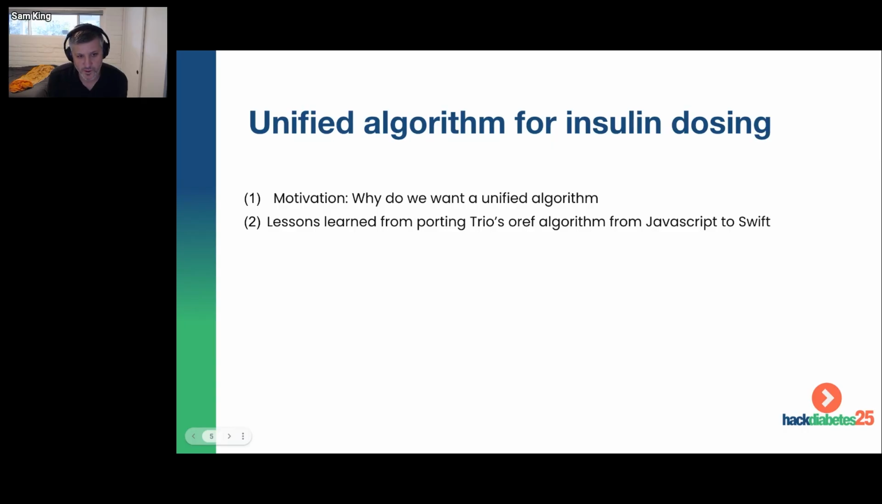And the first step towards this is really nailing algorithms for insulin dosing. So today I'm going to talk about unified algorithms for insulin dosing, and I'll divide it into two broad parts. The first one gives a little bit of intuition and a little bit of motivation. And then I'll explain some of the lessons that we've learned porting Trio's oref algorithm from JavaScript over to Swift. Next slide, please.